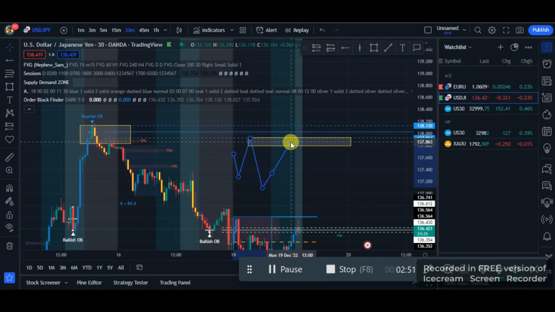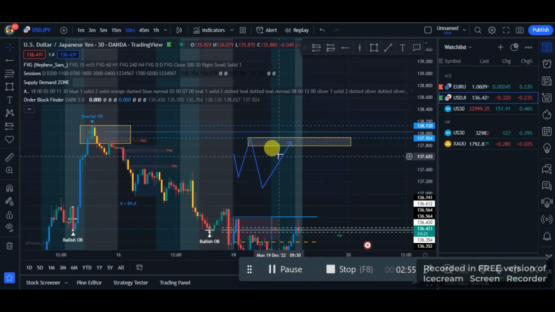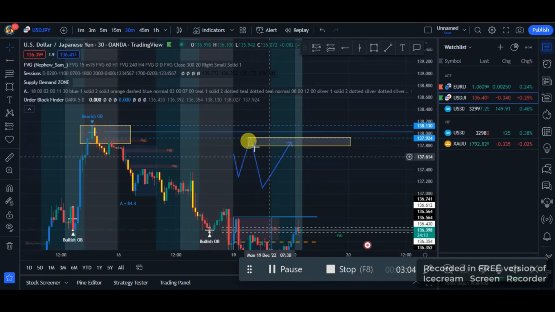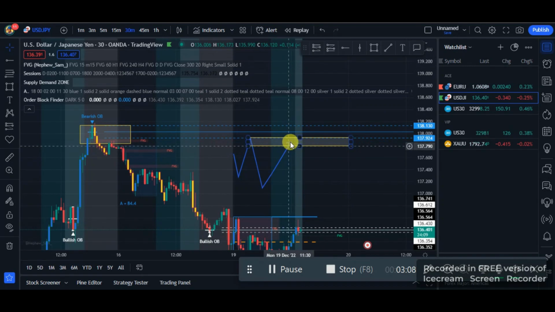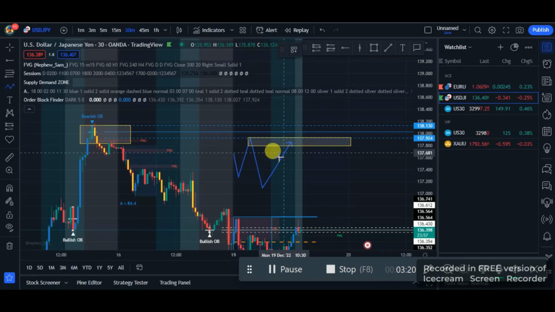Once price gets into this order block, what you want to do next is go down to the lower time frame. Let's say for example this order block was found on the 1 hour time frame. Then you go down to the 15-minute time frame to look for another order block inside this zone. So let's assume that we went down to the 15-minute time frame.